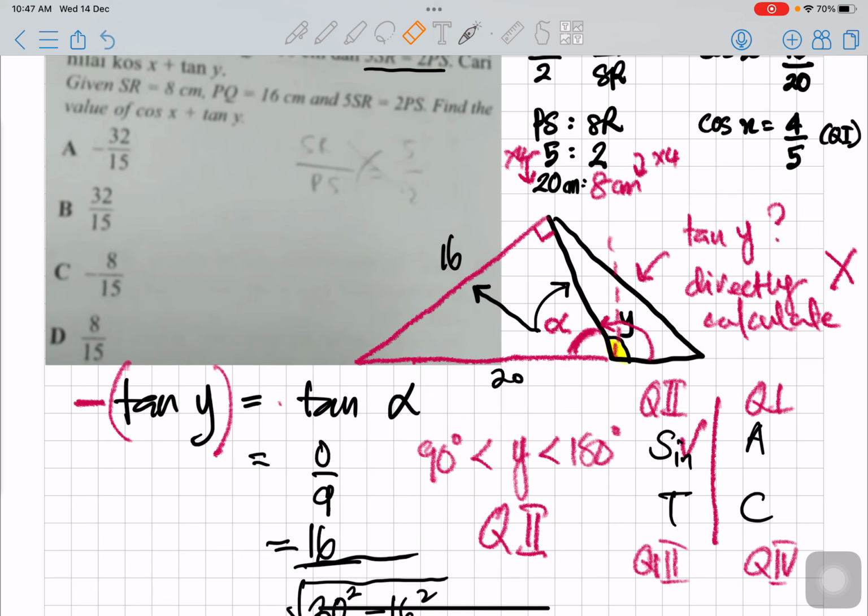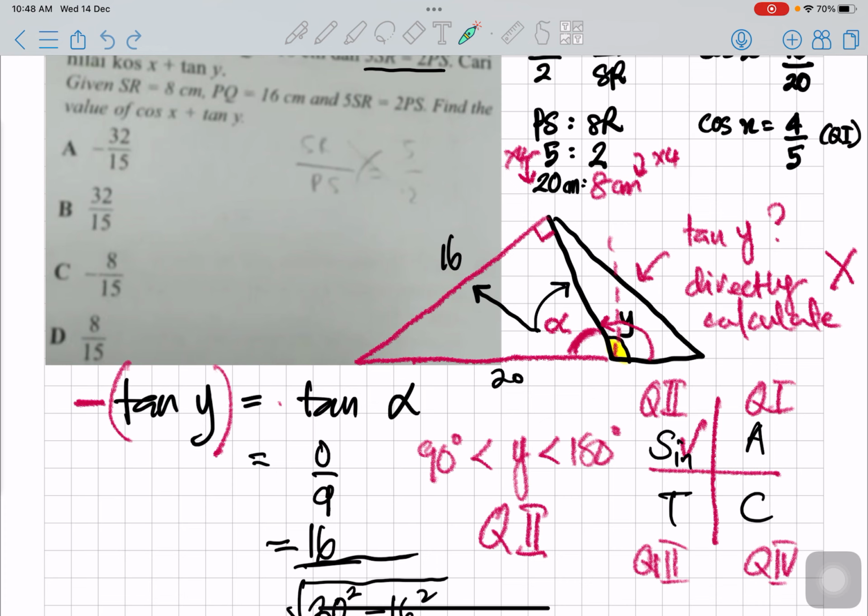Quadrant 1 is only where the angle is between 0 and 90 degrees. Quadrant 2 is between 90 and 180. Quadrant 3 is between 180 degrees and 270 degrees, and the last one, quadrant 4, is greater than 270 degrees and less than 360 degrees.